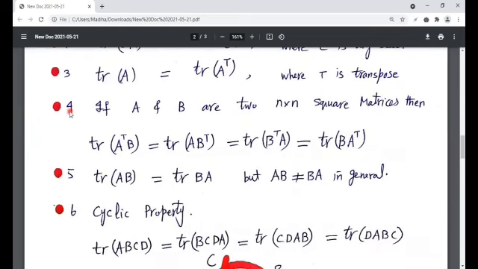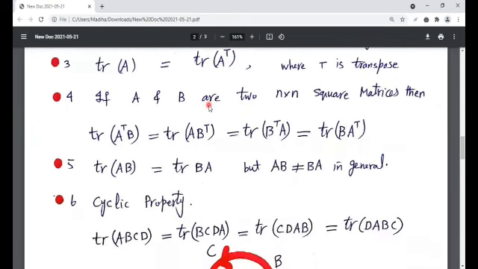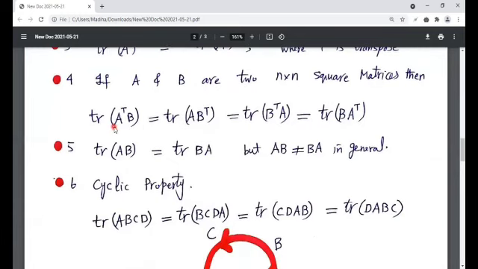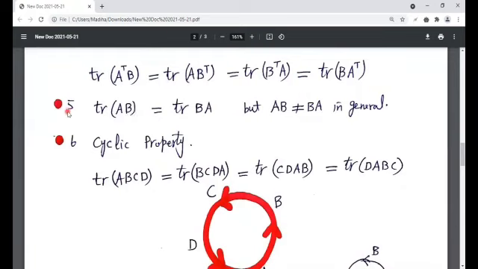Property number 4, if A and B are two n cross n square matrices, then trace of A transpose times B is equal to trace of A times B transpose, which is also equal to trace of B transpose times A, and this result is equal to trace of B times A transpose. Number 5, trace of AB is equal to trace of BA.